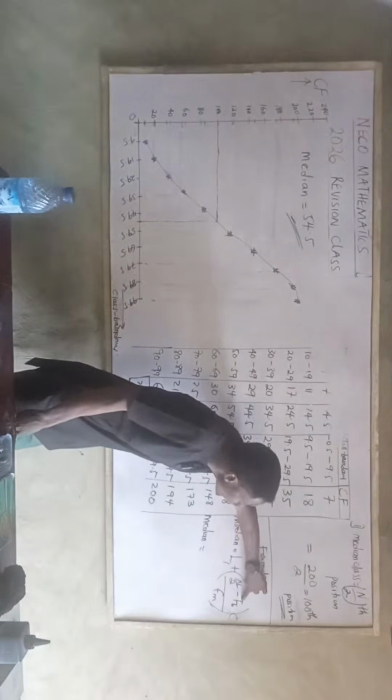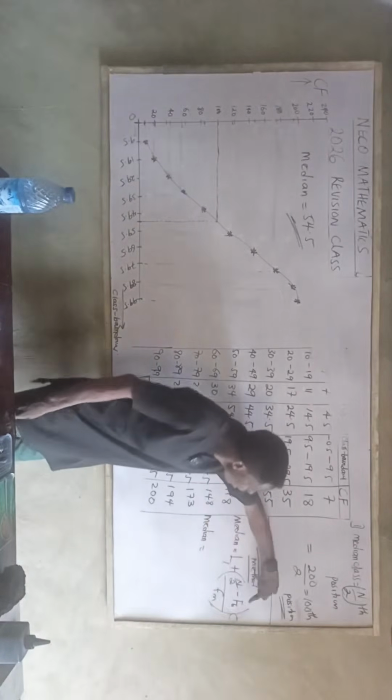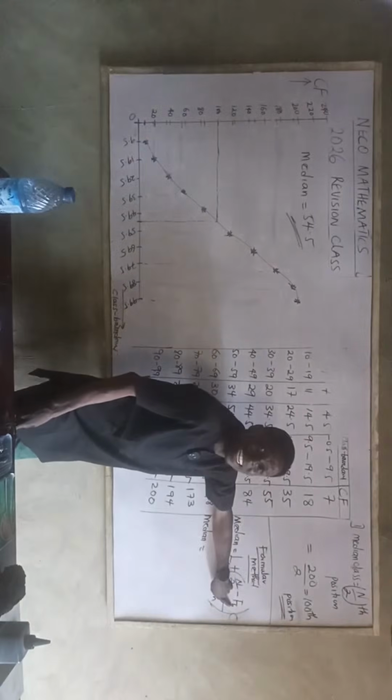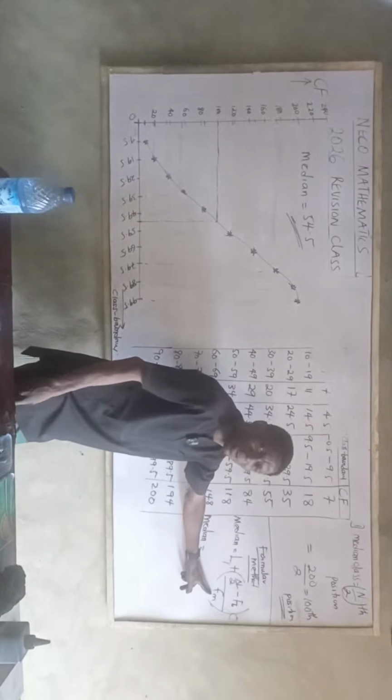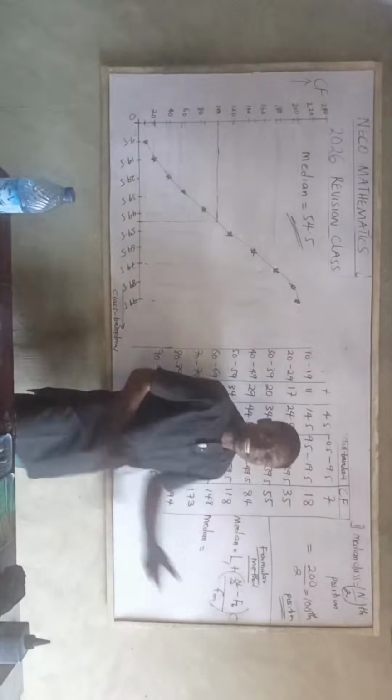This B is the cumulative frequency before the median class. I'll take that again: cumulative frequency before the median class. And this FM, notice the small case, is the frequency of the median class. And this C is the class width.